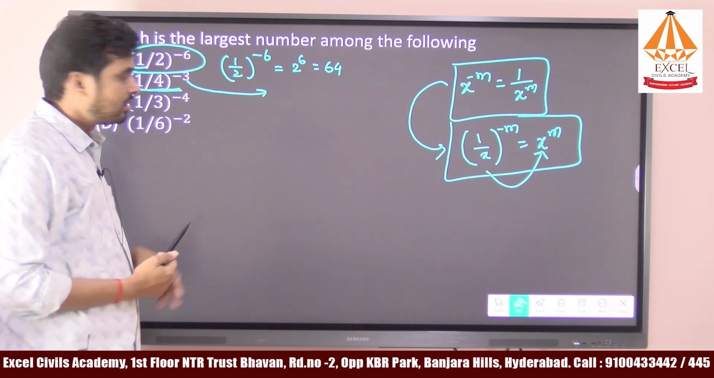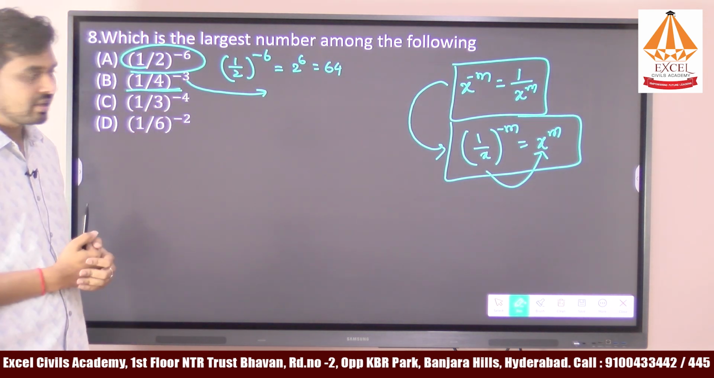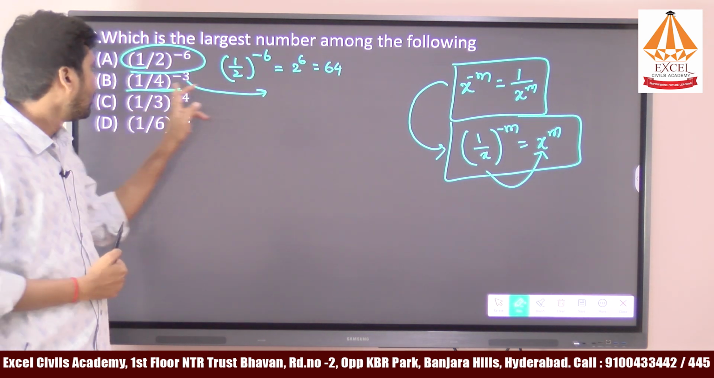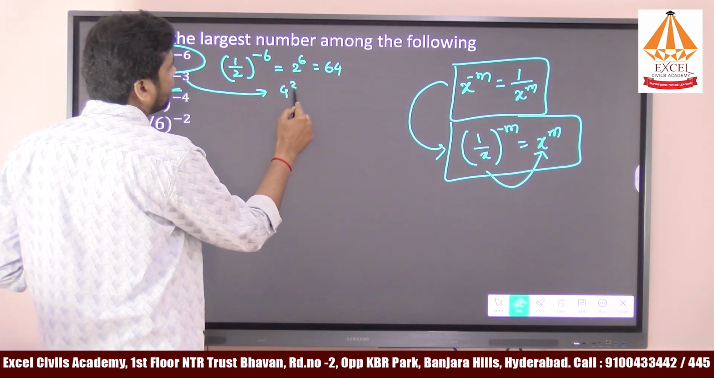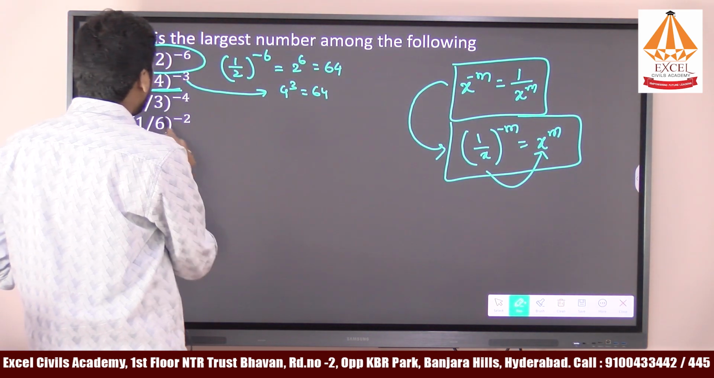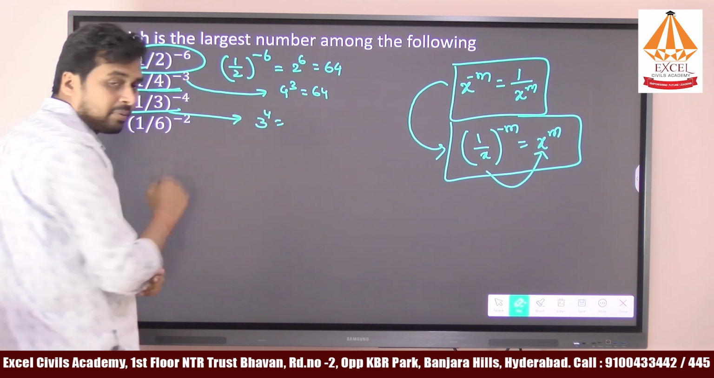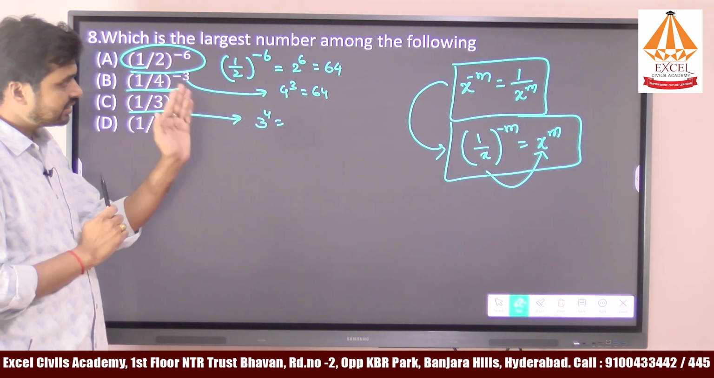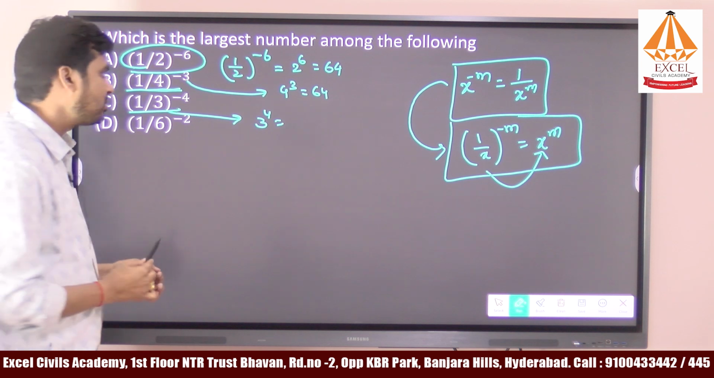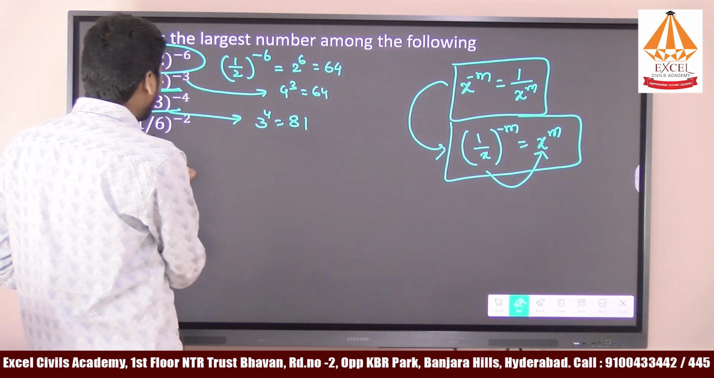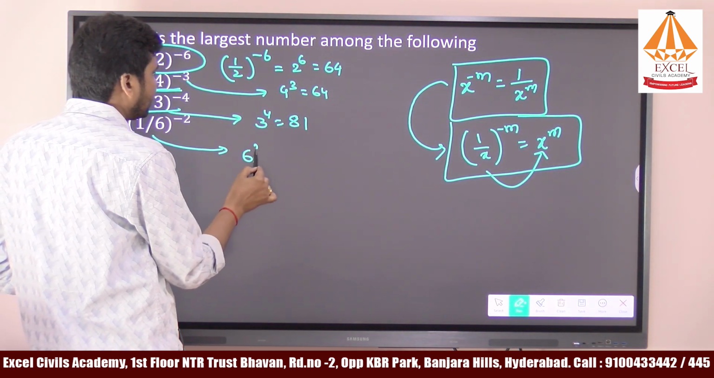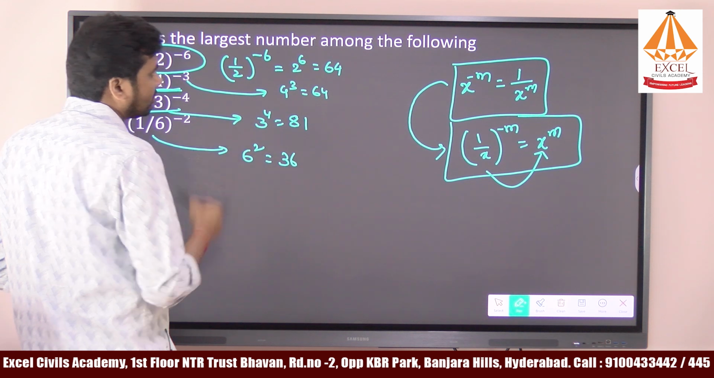Okay, got it. And similarly 1 by 4 whole to the power of minus 3, how can we write it? Again 1 by x whole to the power of minus m, so we can write it as 4 cube. 4 cube value is equal to what? 64. Next, 1 by 3 whole to the power of minus 4, how can we write it? 3 power 4. Just simply remove the power. 3 power 4 value is what? 81. And 1 by 6 whole to the power of minus 2 means we can write it as 6 square. 6 square value is equal to 36.